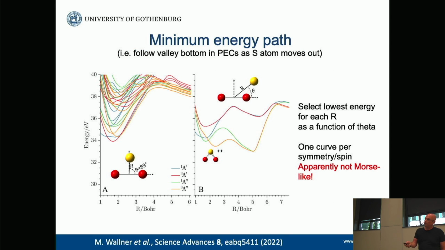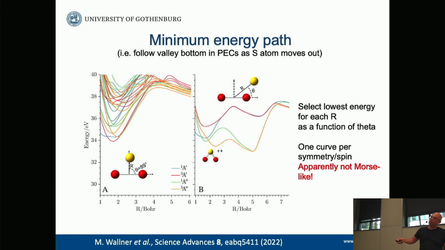So then they went on and did many more calculations, started to vary the angle theta, and again varied the bond distance of the sulfur atom. And they use this concept of minimum energy path. So basically one selects the lowest energy for each R of the sulfur atom as a function of theta, and then one creates one curve per symmetry and spin. And this is then the result which one arrives at.